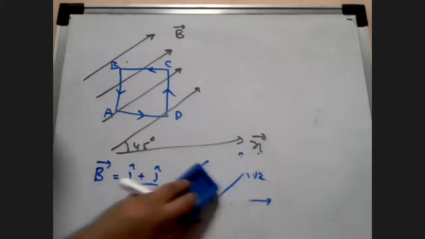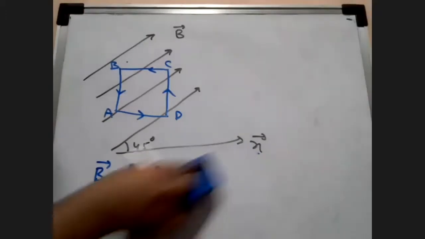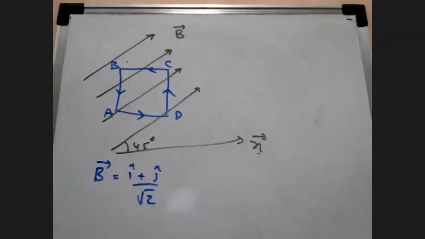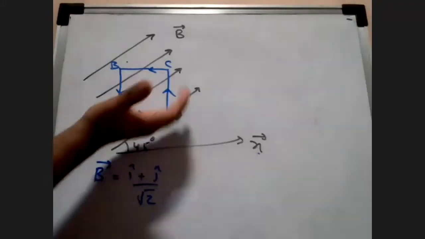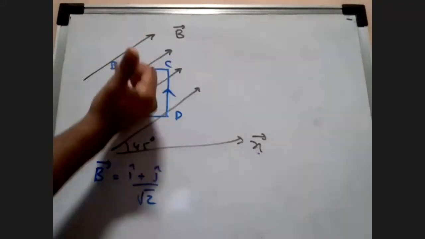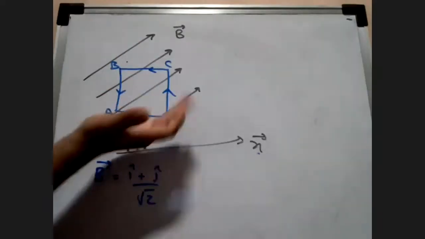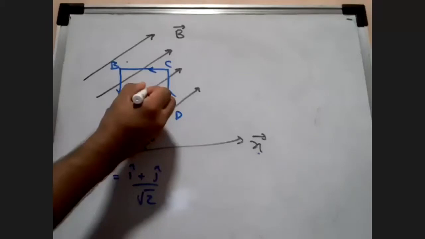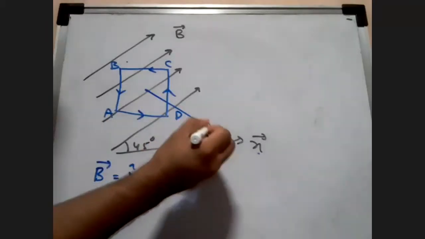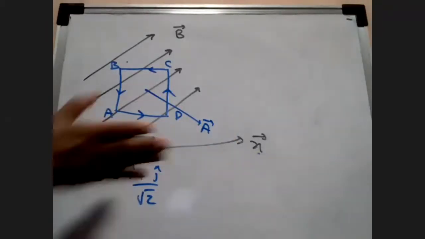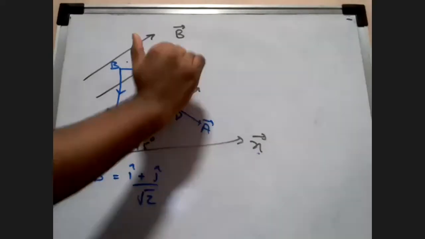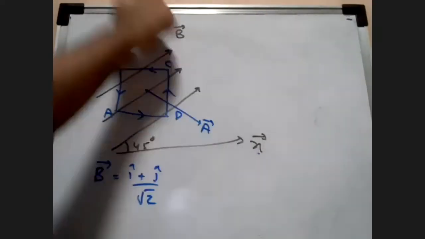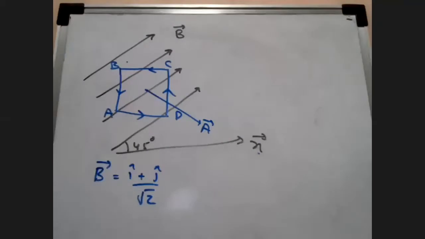So in that case, if my magnetic field is like this, my area vector will be how? Can you tell me what will be the area vector? In which direction, students? It will be outside, right? Okay, it will be outside. So it will be somewhat like this. So in this case, you can see A to B will give me a force upwards.